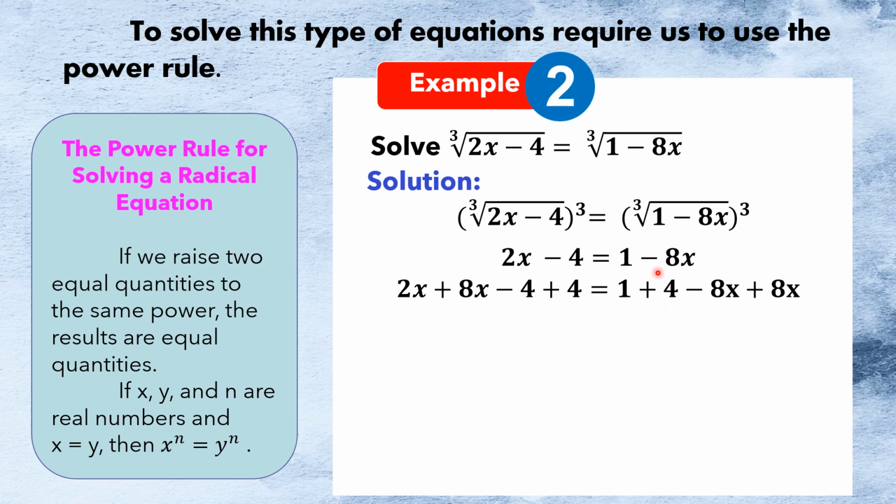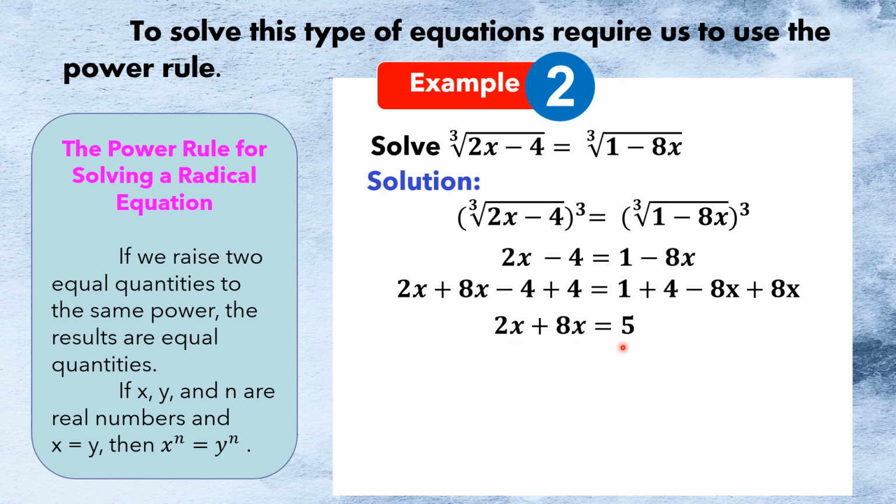Dito naman, dahil minus 8x yan, para matanggal yan at mapunta siya sa left side, mag-a-add tayo ng 8x. Pag nag-add tayo ng 8x dito, mag-a-add din tayo ng 8x dito. Kaya, ganyan po yung solution niya. Next, ang kalalabasan po, negative 4 plus 4, cancel out. Negative 8x plus 8x, that is 0, so cancel out din yan. Ang maiiwan is 2x plus 8x.